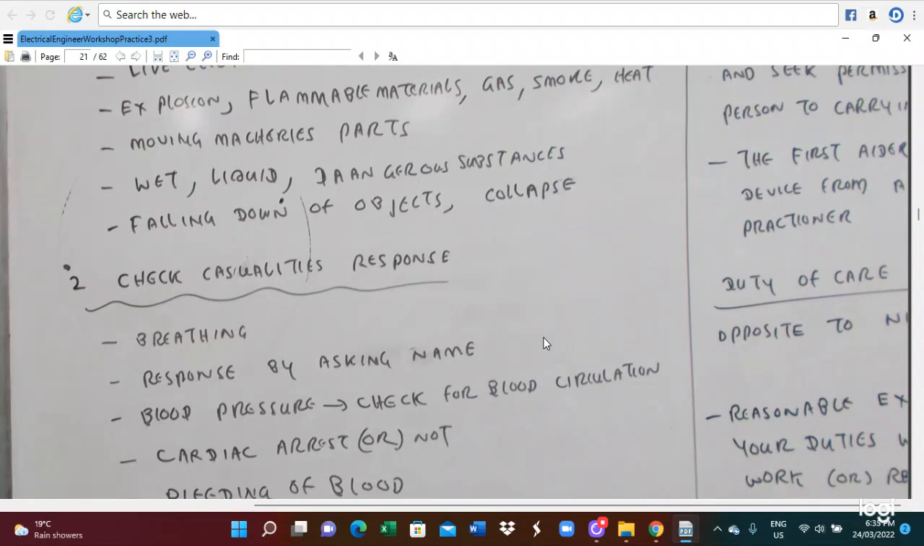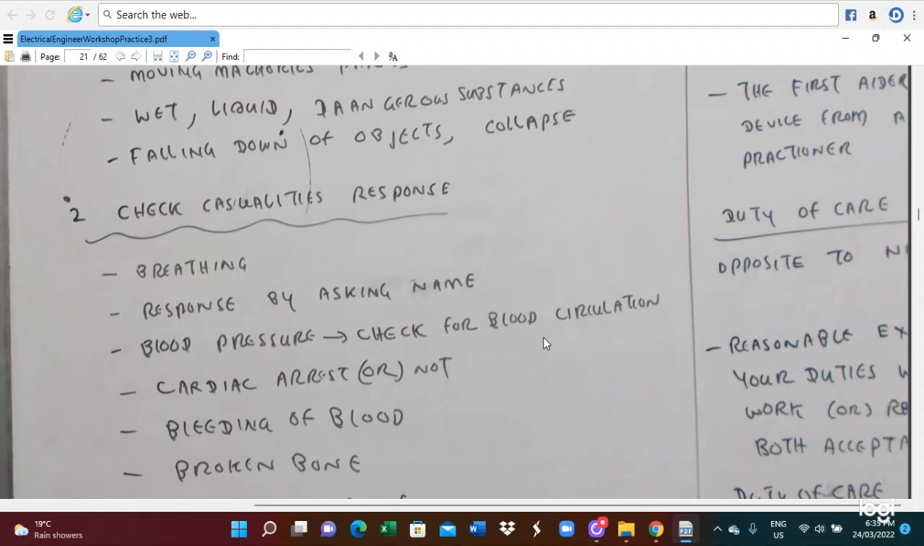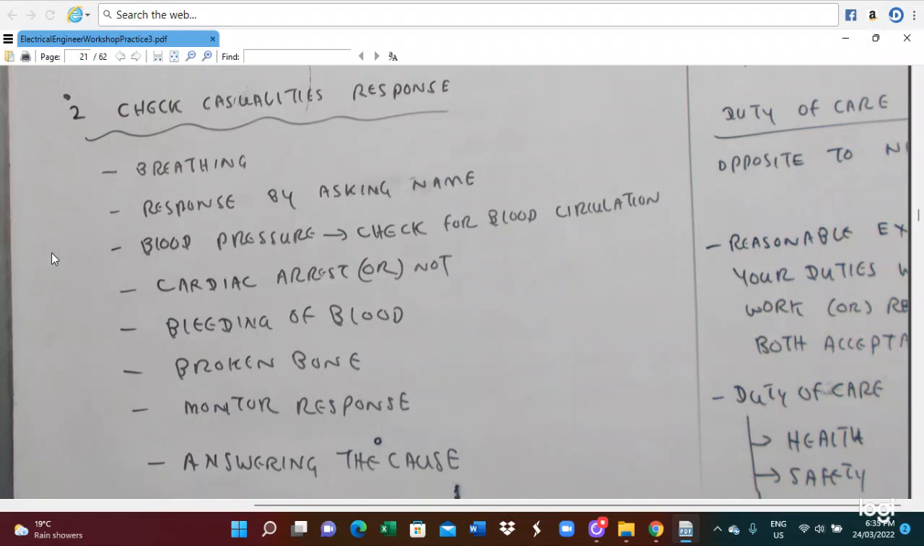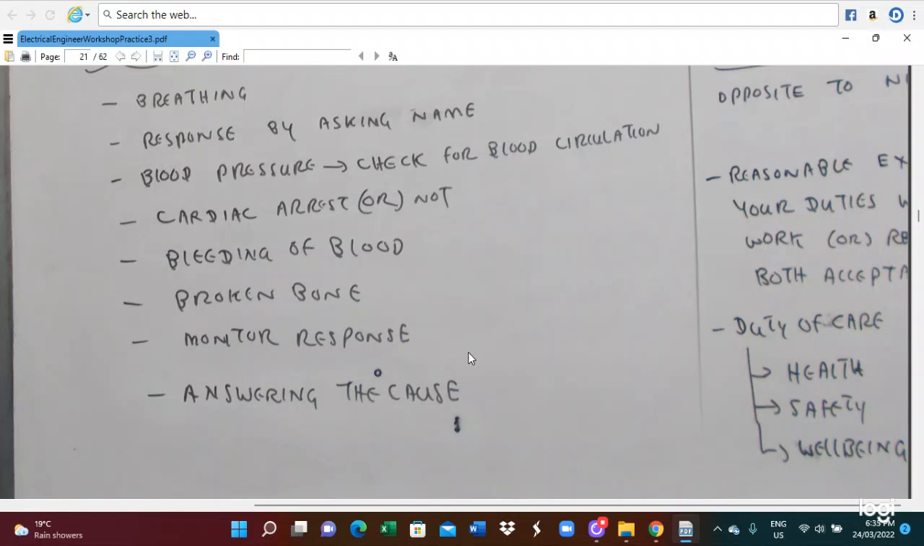And also check the casualty's response. You need to check the breathing, response by asking their name, and blood pressure for blood circulation. Also check whether there is cardiac arrest, and ensure there is no bleeding or broken bone, and monitor the response and the answering of the call. Those things have to be checked for the casualty.